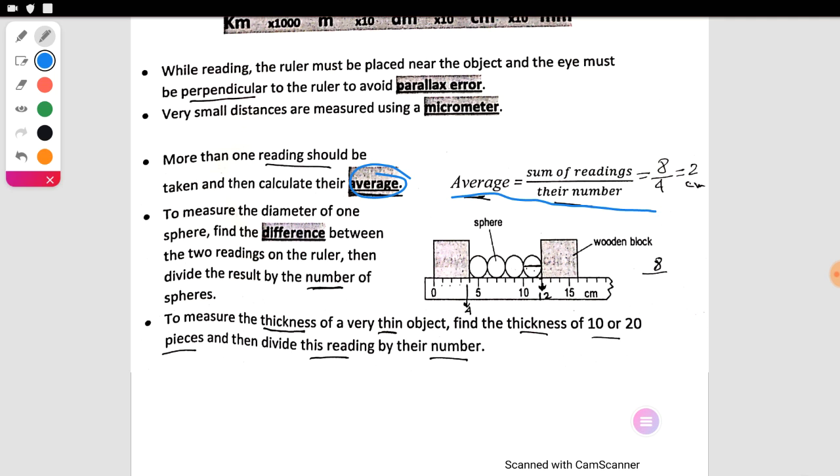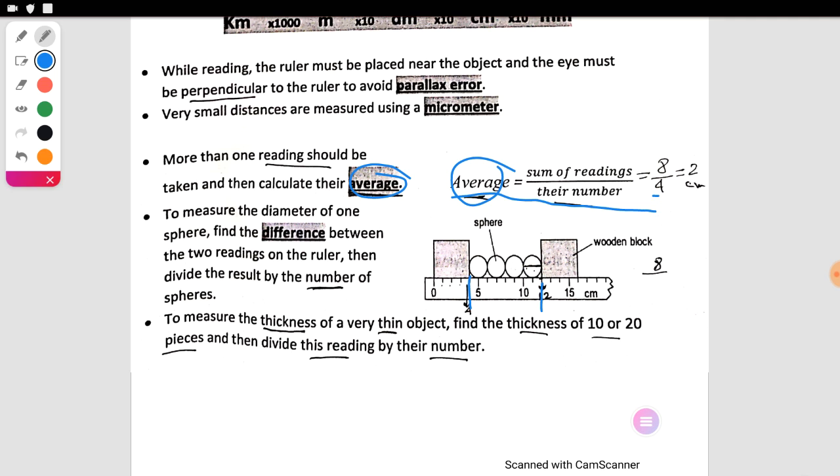From this reading, we observe that the distance from this point to this point is 8. The number of spheres is 1, 2, 3, 4, divided by 4. This means that the average value equals the result in centimeter. More than one reading should be taken and then their average calculated to obtain the accurate reading.